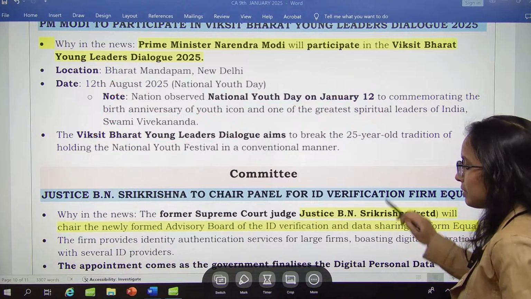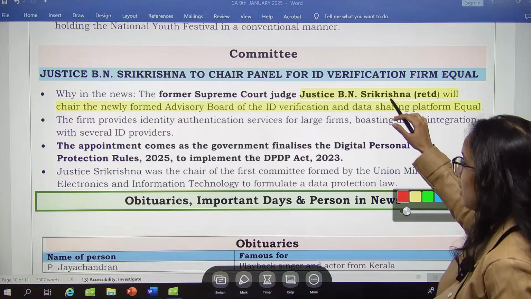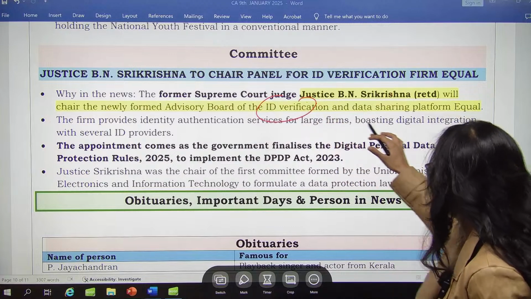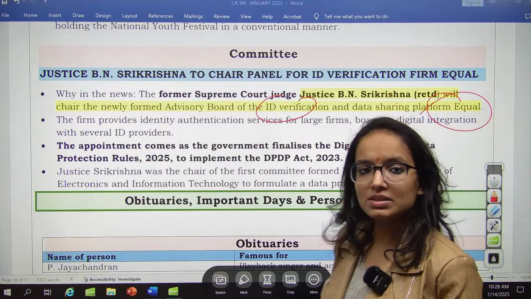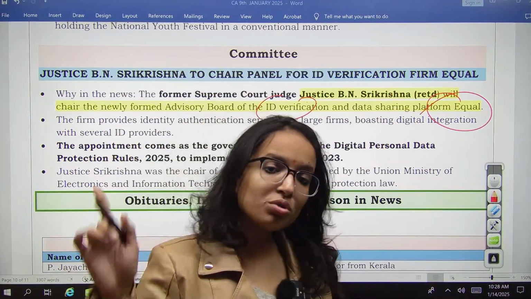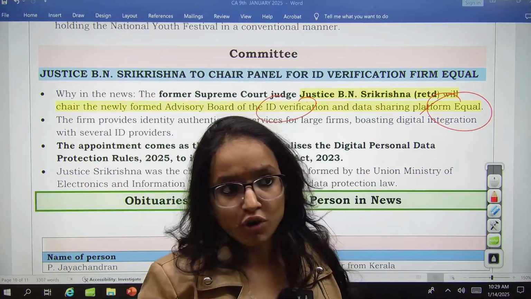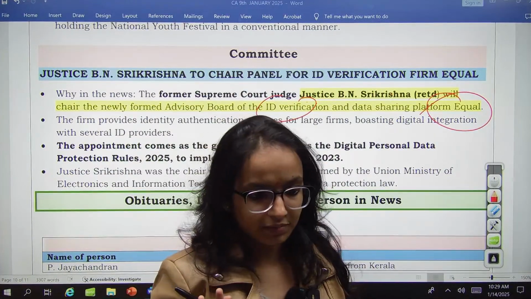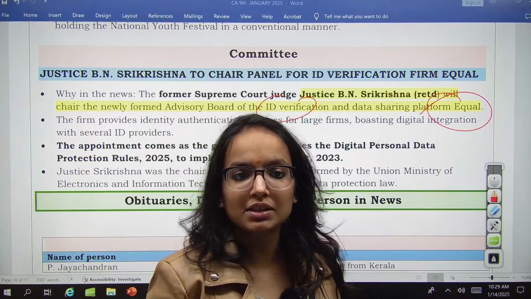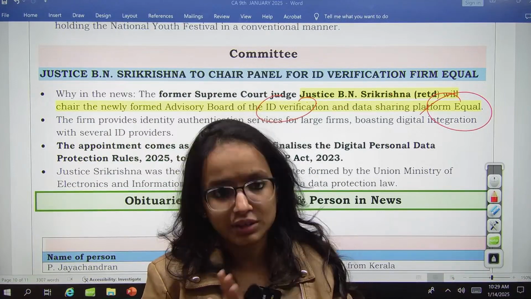Now, talking about committees, we have former Supreme Court Judge Justice B.N. Sri Krishna who will be chairing a newly formed advisory board of ID verification and data sharing platform Equal. Now, what is this? And remember, Justice B.N. Sri Krishna also headed the Financial Sector Legislative Reforms Commission of India, FSLRC. Justice B.N. Sri Krishna had also chaired the FSLRC. Remember this thing. And this was the FSLRC which also gave a recommendation for creation of the Monetary Policy Committee.